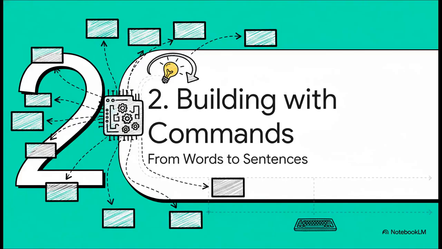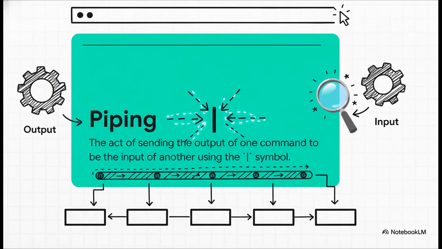All right, so we've got a few basic words under our belts. But you can't have a real conversation with just single words, right? The real magic, the real power of the command line happens when you start stringing these commands together to build complex, powerful sentences. And the key to building these command sentences is a fantastic concept called piping.